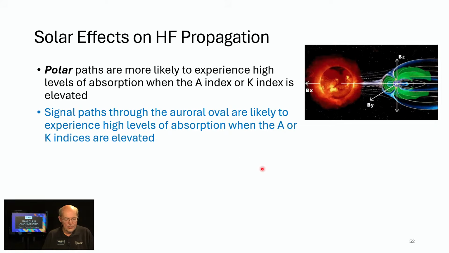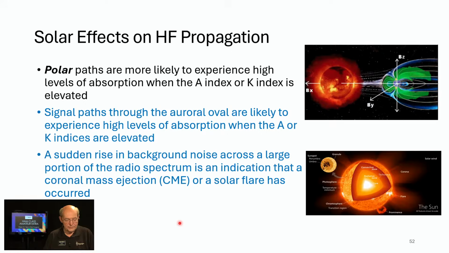So now the auroral oval, okay, this is just talking about coming in over the poles. And for us, we're mostly concerned with the North Pole. There aren't too many people that are worried about the South Pole because we live so far away from it. Signal paths through the auroral oval, or the poles, are likely to experience high levels of absorption when the A or K indices are elevated. Something to know.